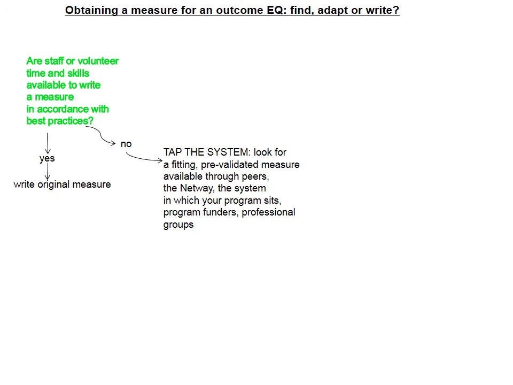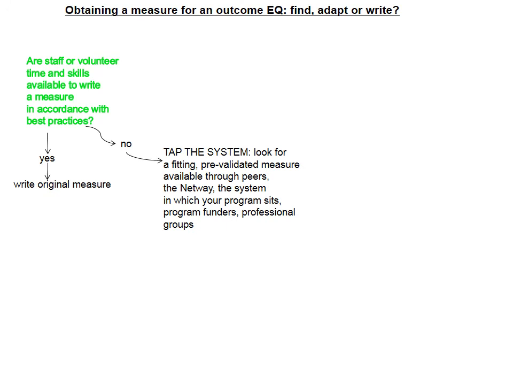So here's a little bit of a decision tree to help you wade through this decision about whether to find, adapt, or write. If you have people who are able to look for existing measures, then, if you have people who have the capacity and the time to create a high quality original measure, go ahead and do that, probably. If you don't, then look at the system.